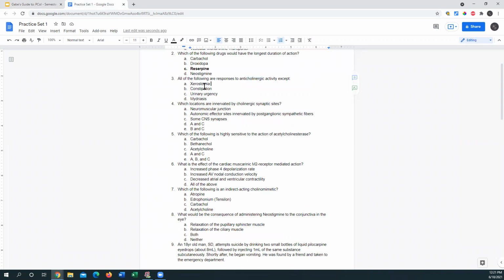So are we going to be seeing xerostomia? Yeah, totally. Xerostomia is dry mouth. Are we going to be seeing constipation? Totally, because we're going to be decreasing that GI motility. Are we going to be seeing urinary urgency? No, because we're going to be relaxing the detrusor muscle. And so we're not going to be seeing the inability to hold in urine. We're going to be able to hold in the urine a little bit better.